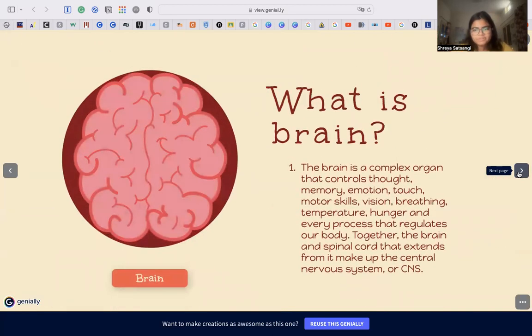First of all, what is the brain? The brain is a complex organ that controls thought, memory, emotions, touch, motor skills, vision, breathing, almost everything in our body is controlled by the brain. We also say that the brain is the CPU of our body. Together, the brain and the spinal cord that extends from it make the central nervous system, or CNS, and that takes care of our whole body.